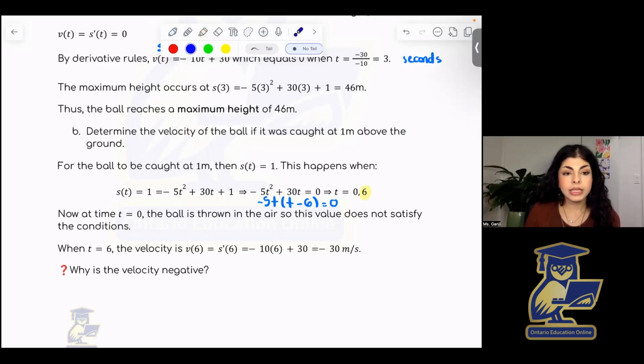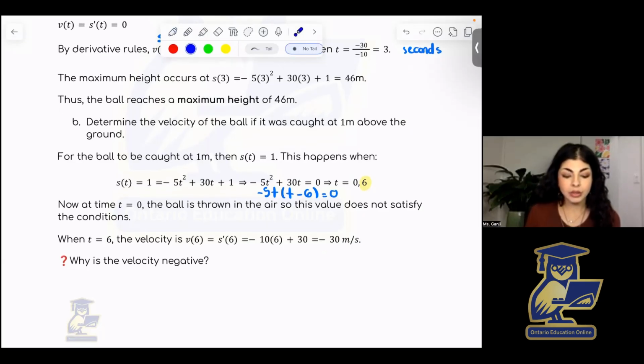And so when t is equal to 6, the velocity is, and that's what we were asked to determine, the velocity.